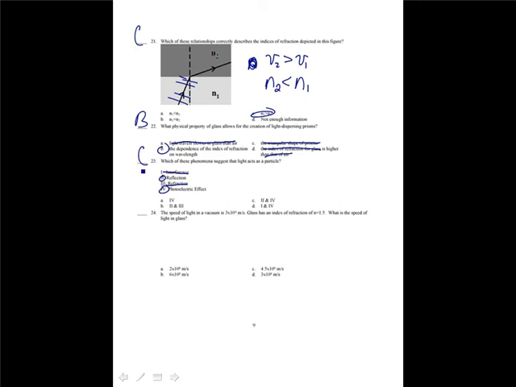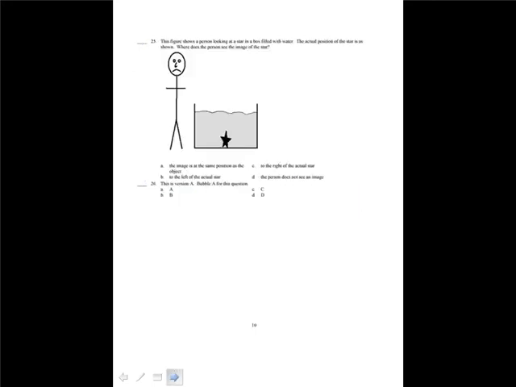The speed of light in a vacuum is 3 times 10 to the 8th meters per second. Glass has an index of refraction of n equals 1.5. What is the speed of light in glass? v is equal to c over n, 3 times 10 to the 8th over 1.5 is 2 times 10 to the 8th. That is option A.